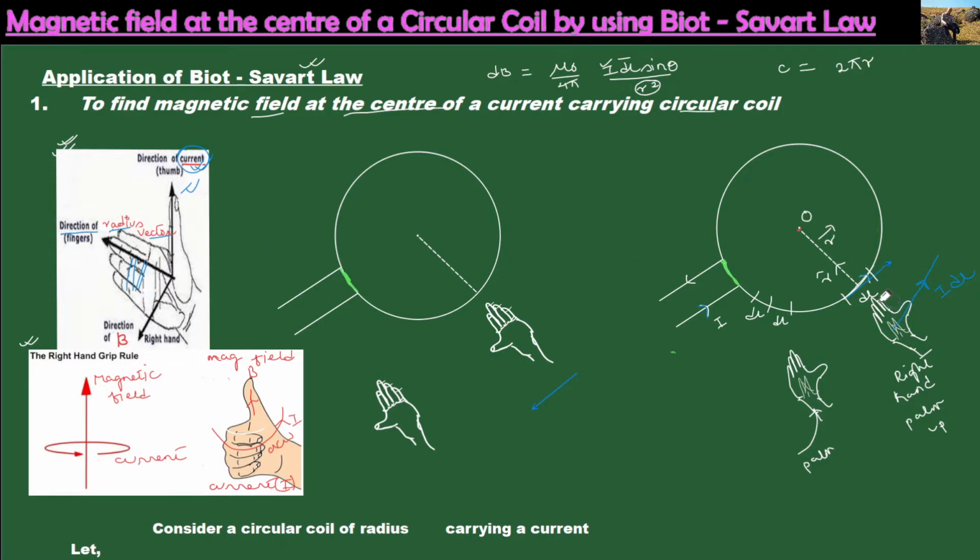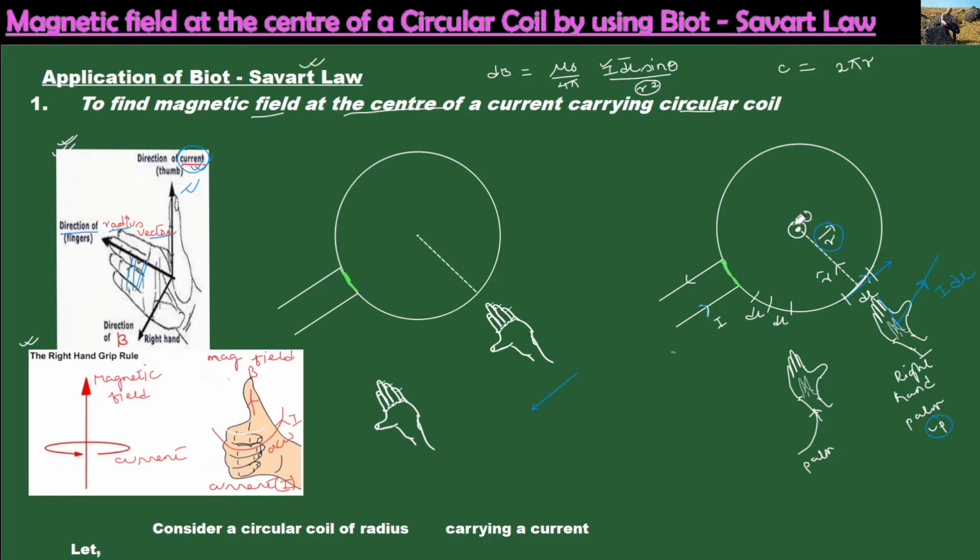So you point all your fingers in the direction of your radius vector r. This will be the direction of your radius vector r. Which means that in this case, the palm is facing up. So at this particular point, at the center O of the coil, your magnetic field will be moving upwards.